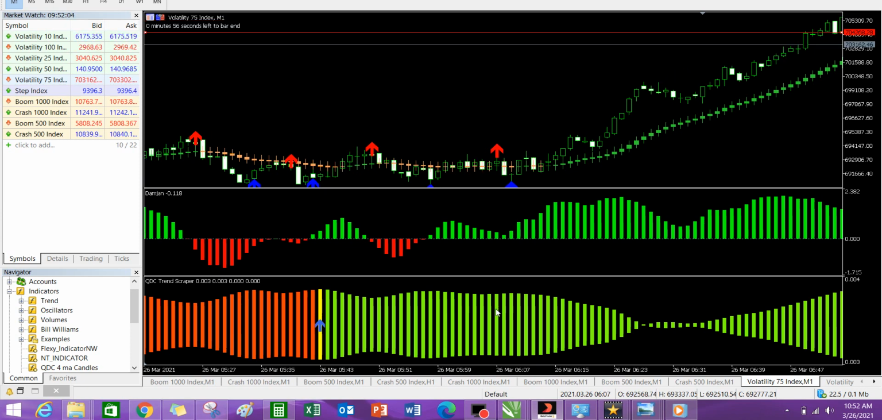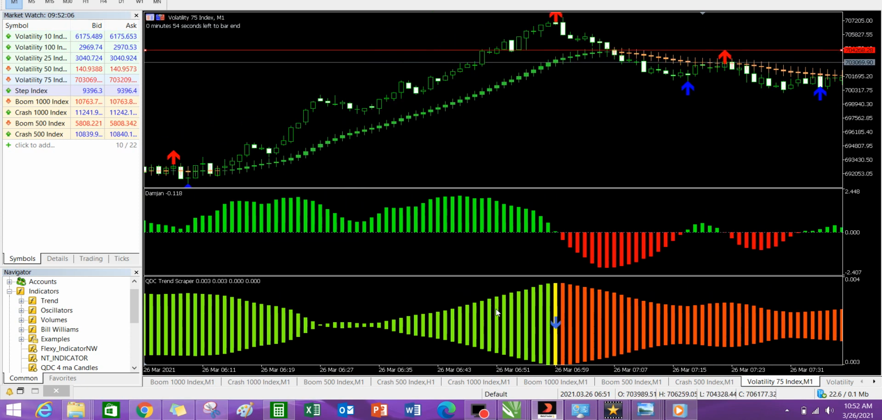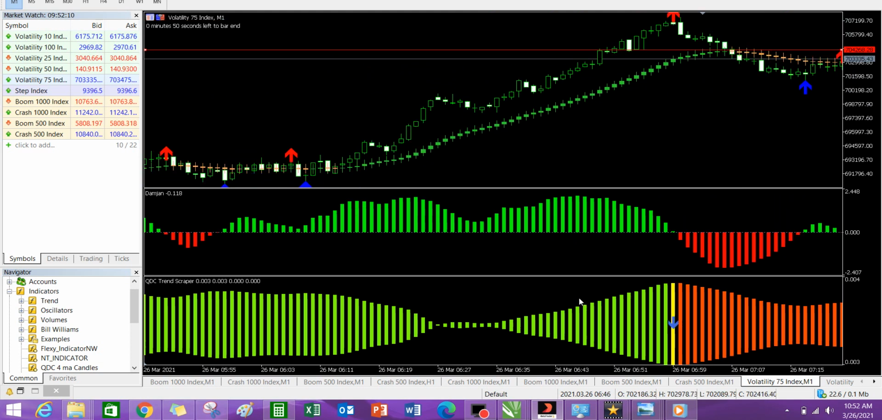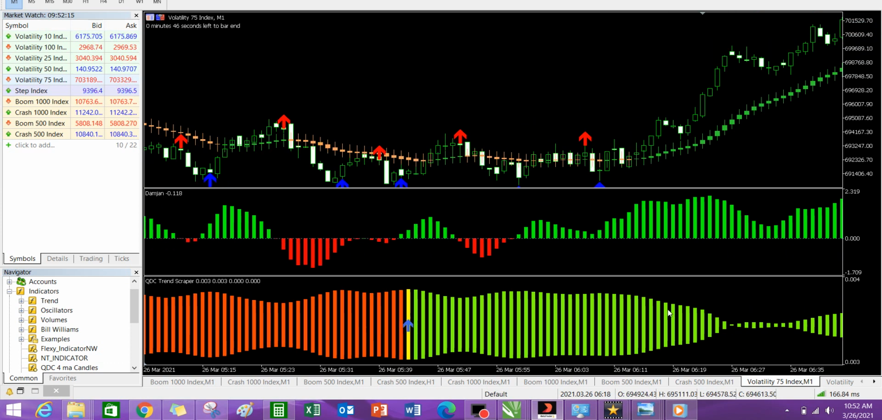Right now we have the green bars, and we have it within this region to this region, as you can see. So what do we do with this? Once we know that we are within the green region, that means we should focus more on buying. So what do we do? We focus more on the buy signal.